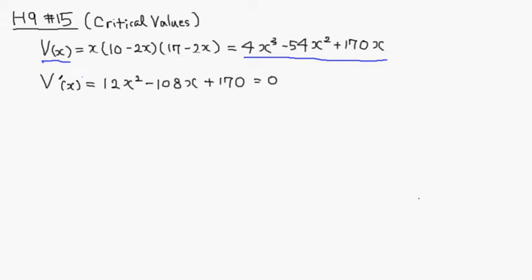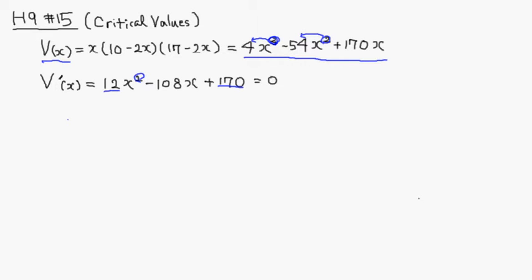In order to find the critical values of this function V of x, first we take the derivative using the power rule. Put the 3 in front, so 4 times 3 is 12, then subtract 1 from the power 3, so it's 2. Then put 2 in front, so 2 times negative 54 is negative 108x, subtracting 1 from the power 2. The derivative of 170x is just 170.